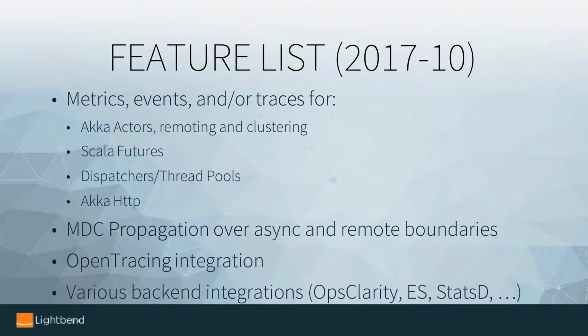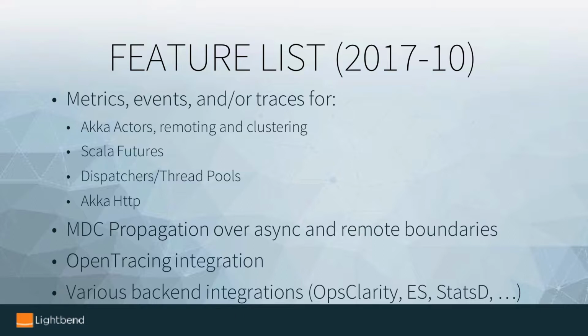So the current feature list that we have is that we create metrics and events and traces for Akka actors, remoting and clustering. We also do this for Scala futures, dispatchers and thread pools, and Akka HTTP, which was recently added. We provide MDC propagation over asynchronous boundaries, but also remote boundaries. So if you have an MDC, Cinnamon will carry that over inside of Akka, but also over remote boundaries, if you call remote nodes. So if you have clustering, it's just going to take that MDC and keep going.